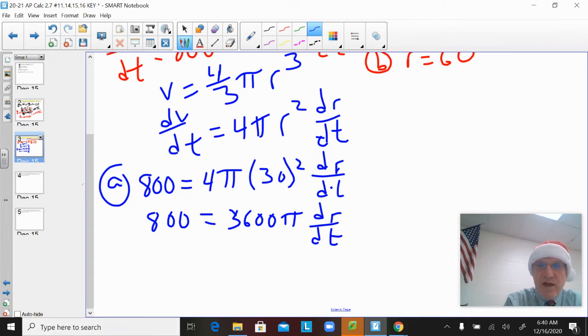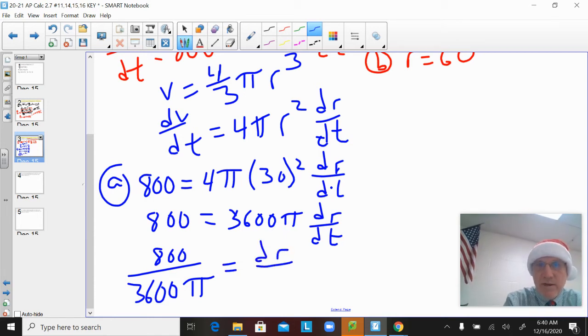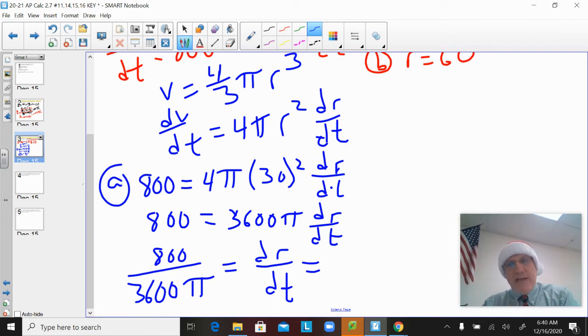If I divide by 3600 pi, I get 800 over 3600 pi. Just make sure you're clear that in this case, the pi is still in the denominator. That's dr dt. Now, extended response question, if it made you make decimals, you could. If I would just reduce this, I see zeros that can go away. Now I have 8 over 36.